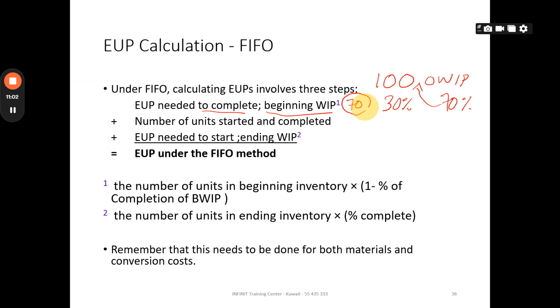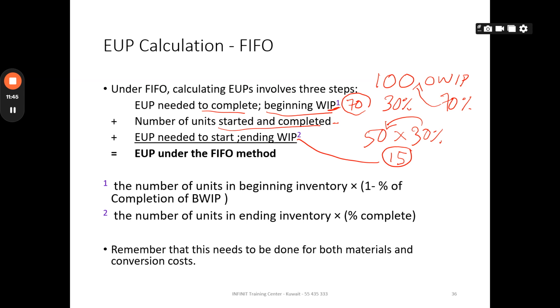Then we will have how many units you actually started this period and completed, which has no connection with the last period. How many started and completed, this you have to consider. Then how many needed to start, or we can say again, I have 50 units in the ending work in progress, but it is completed only by 30%. So that means we worked on 30% of 50 units. So this is the EUP for ending work in progress, and this is the EUP for opening work in progress, and here how many units you started and completed.